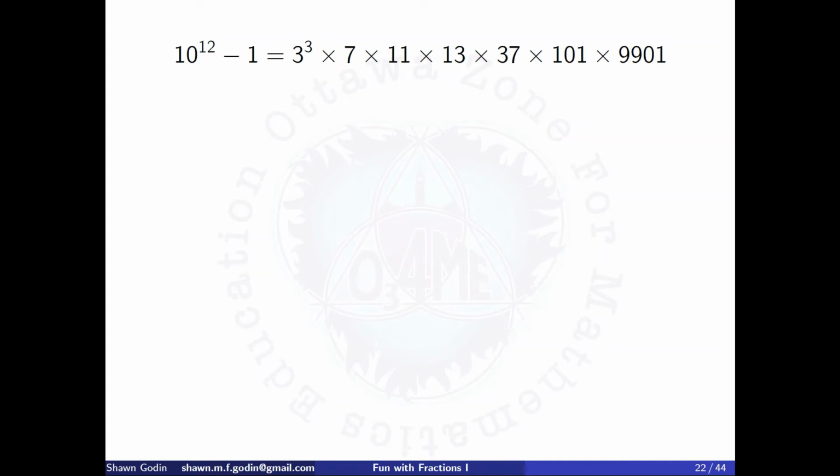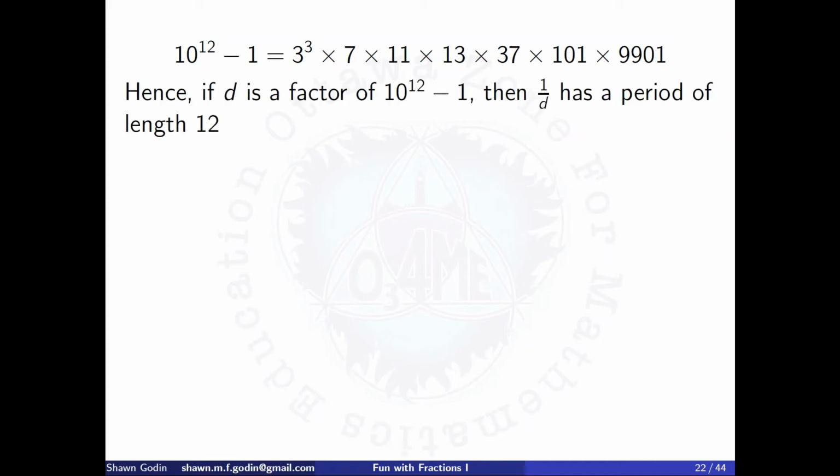So if we look at this prime factorization of 10 to the 12 minus 1, we know that if we have any factor of that number, then the reciprocal of that factor is going to have a period of length 12. So for example, if we look at 1/11, which is a factor, it's 0.09, which has a period of length 2.